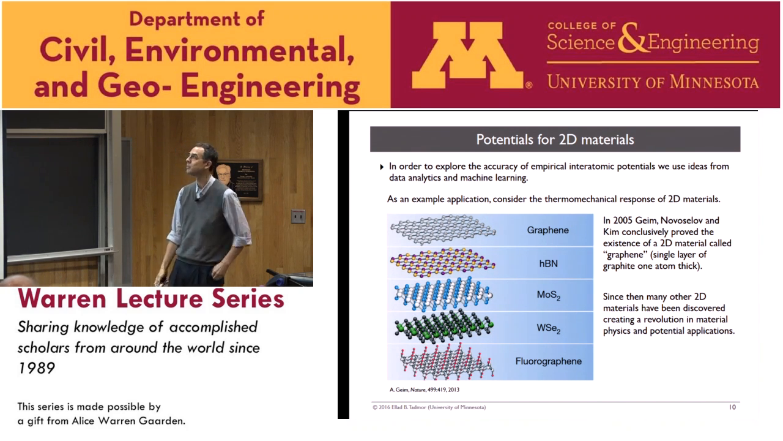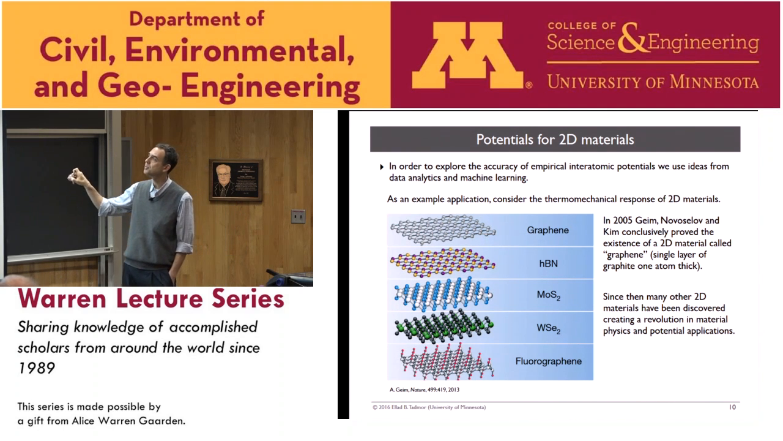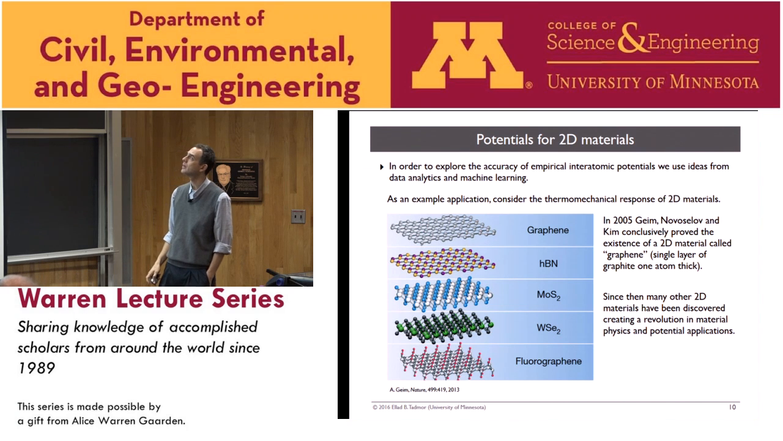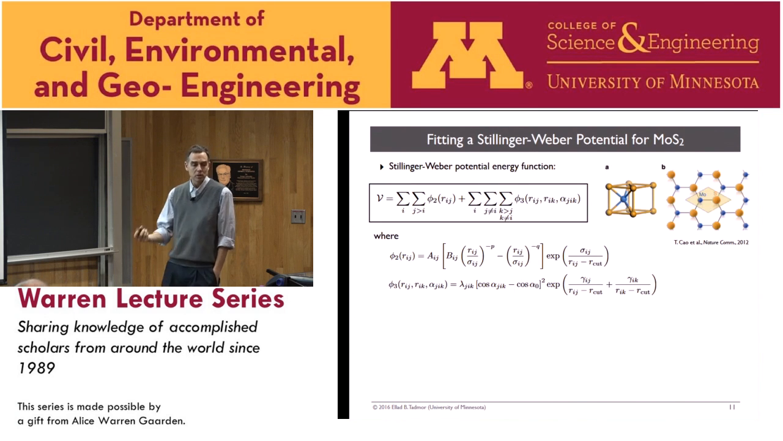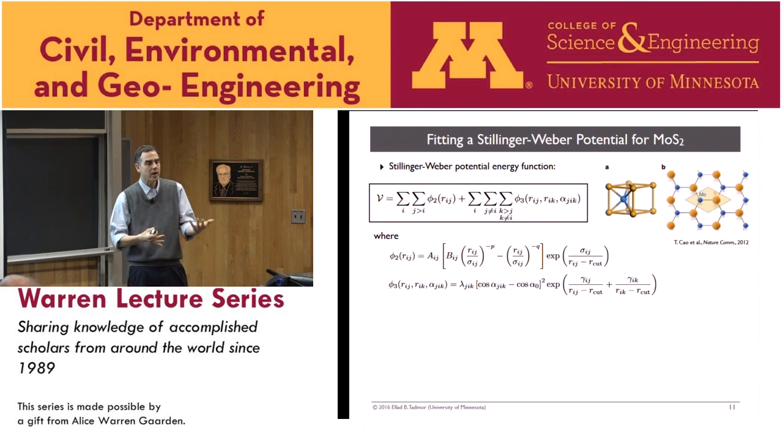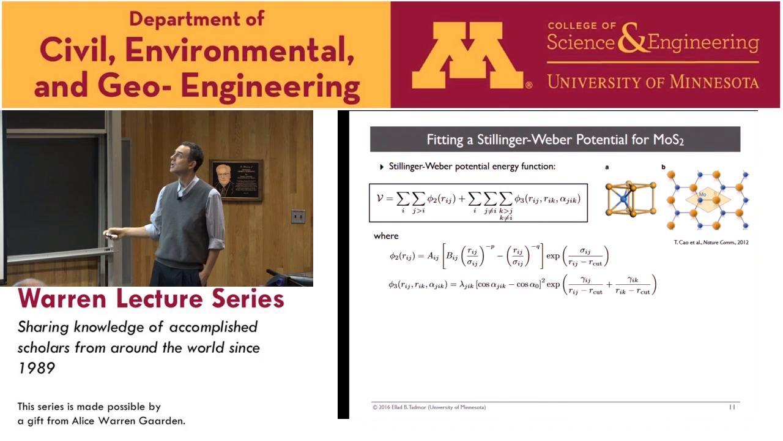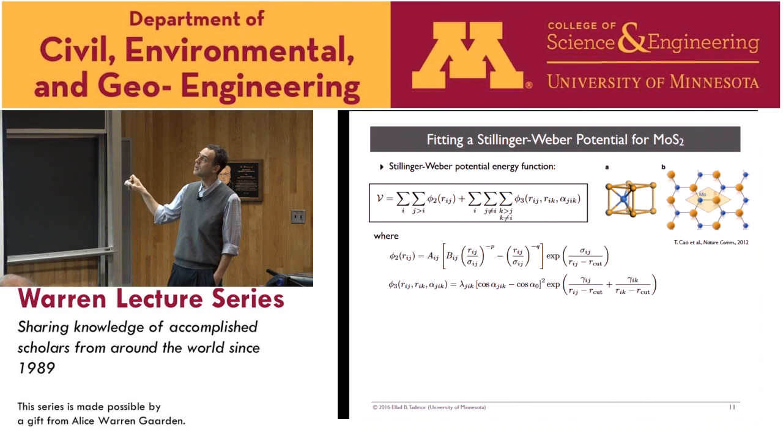There's just a lot of excitement about these materials. And so as an exercise, we're looking at this particular material, molybdenum disulfide, and we're trying to develop a potential for it and see how we can evaluate its accuracy. And so we use what's called a three-body potential. So you see you have pairwise terms like I showed you before, and these three-body terms, which are angular terms.